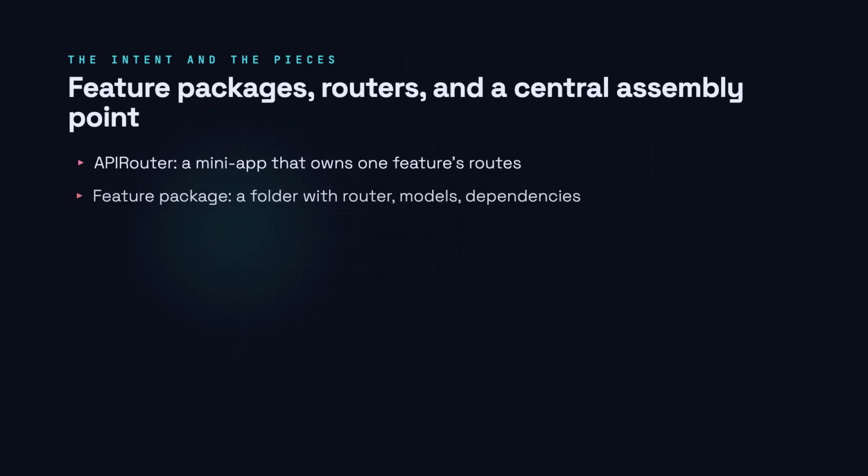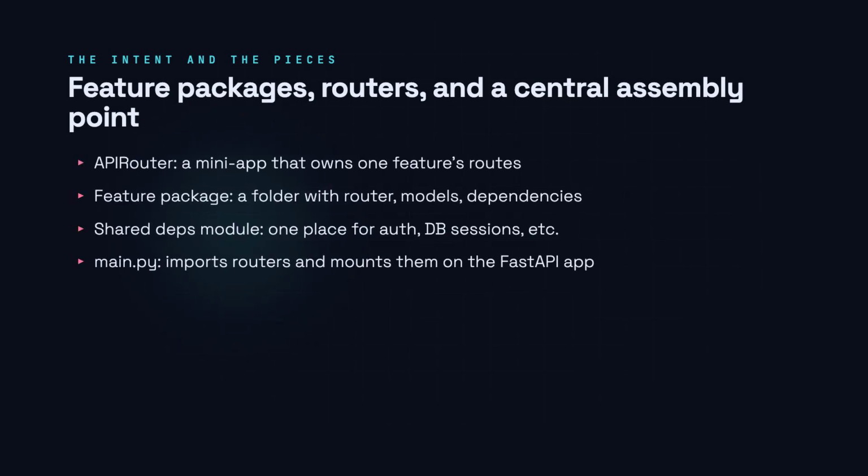FastAPI gives you a class called APIRouter. Think of it as a lightweight version of the main FastAPI app. It collects route definitions for one feature, but it does not run on its own. Each feature gets its own Python package, a folder containing its router, its Pydantic models, and any dependencies specific to that feature. Dependencies that are shared across features, like a database session or an authentication check, live in a dedicated shared module. Finally, main.py is where you create the FastAPI instance and register every router onto it.